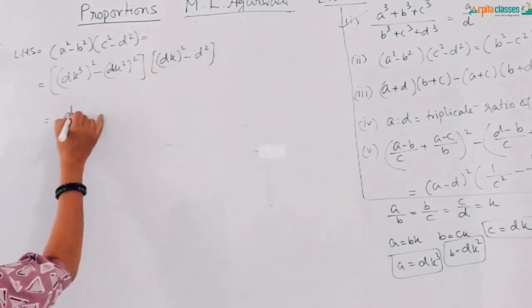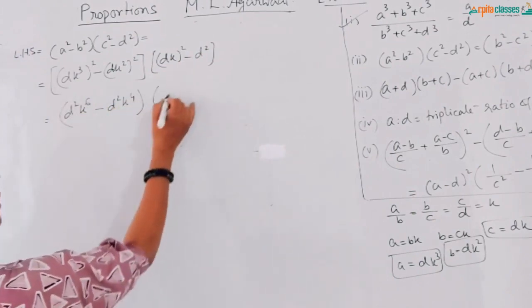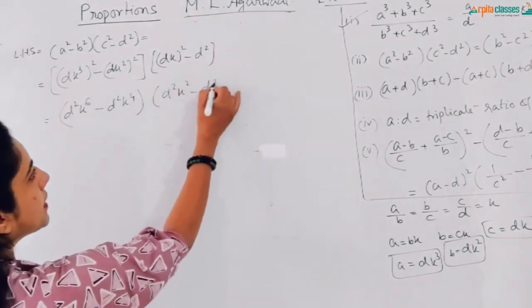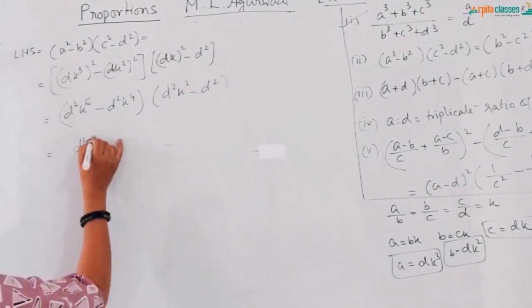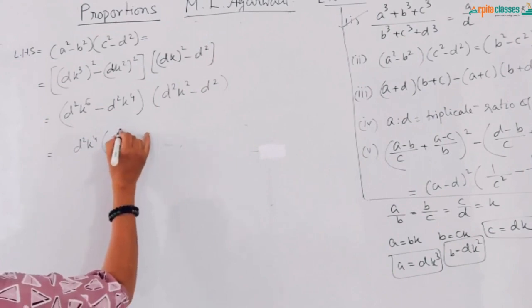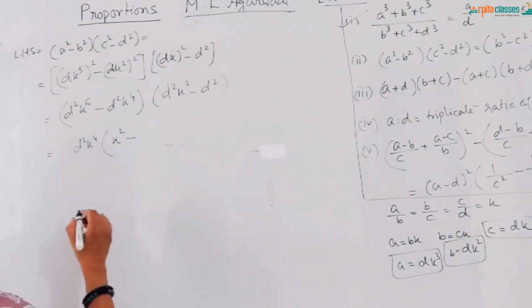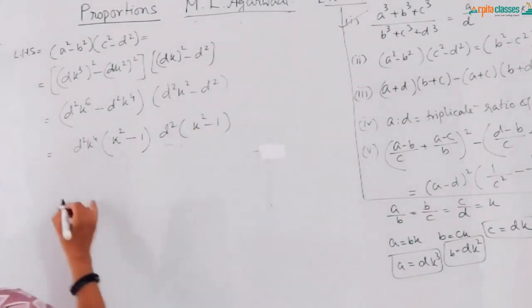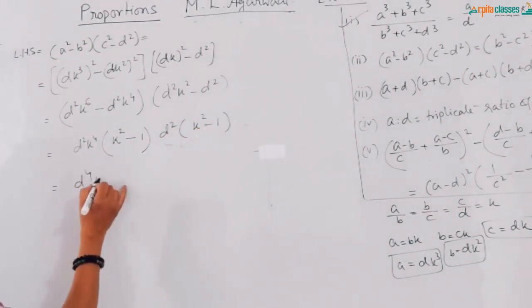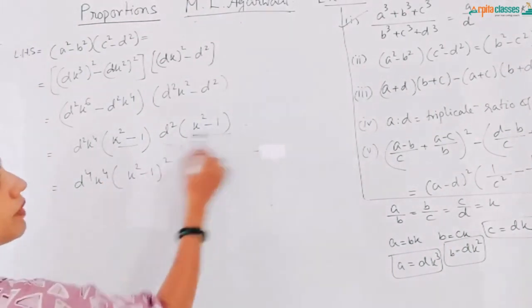Now this is (d²k⁶ − d²k⁴) into (d²k² − d²). So from here I can take d²k⁴ common, so it is k² − 1. And from here I can take d² common, so k² − 1. So I can write d⁴k⁴ (k² − 1)², because it is 2 times given.